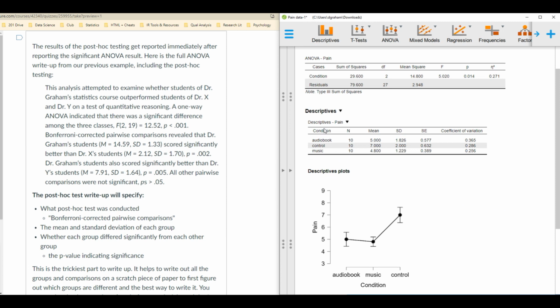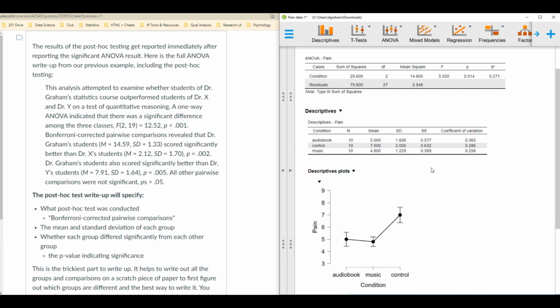So looking at what we had before, we had our descriptives. We see for audiobook, there were 10 children in that condition, and the average pain rating for those 10 children was 5, with approximately 1.8 points of variation on average. For control group, we see also 10. The mean rating was 7, and that varied by about 2 on average. And for music, those 10 children rated their pain levels at 4.8 on average, with their ratings varying around that mean by about 1.2 on average.